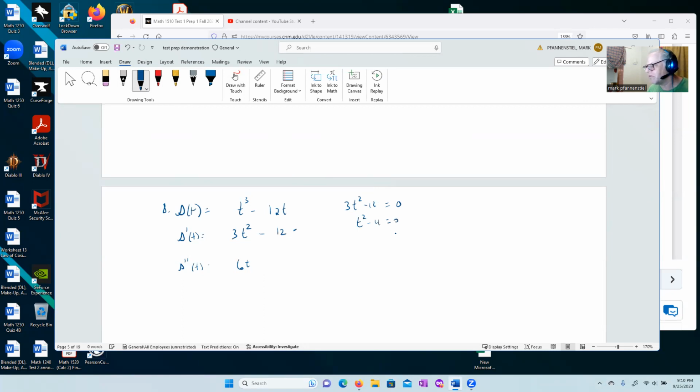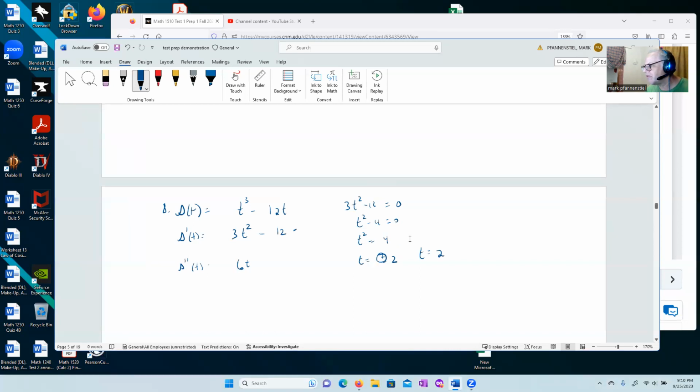You could solve this a number of ways. We might say t squared is equal to 4, so t is equal to plus or minus 2. What did they say about t? They said t was positive. So we're going to pick that one. So t is equal to 2.